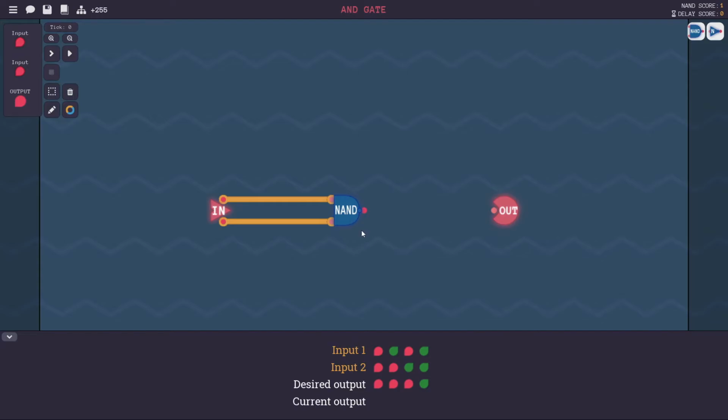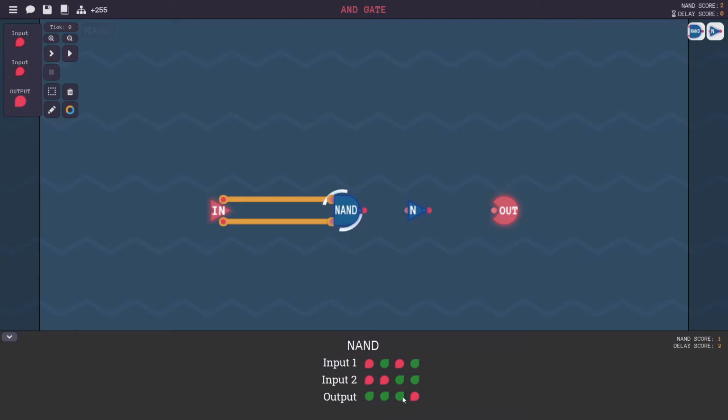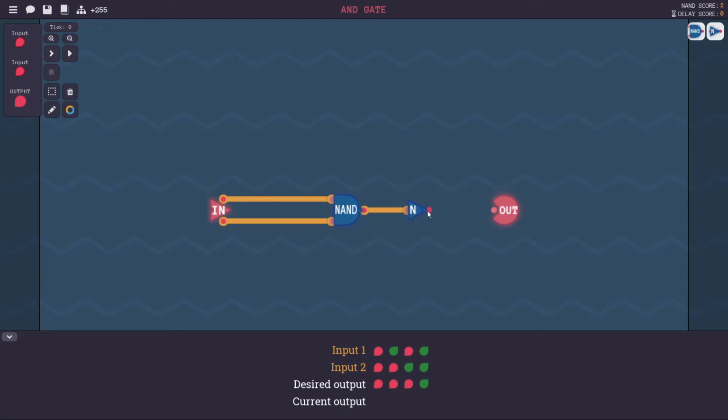And one obvious, or not so obvious, depends on your background, is that the NOT gate does inversions, which means that if we feed it the NAND gate output, it'll turn all the offs on and all the ons off. So we can connect the NOT gate to the output of our NAND gate and feed that to the output.